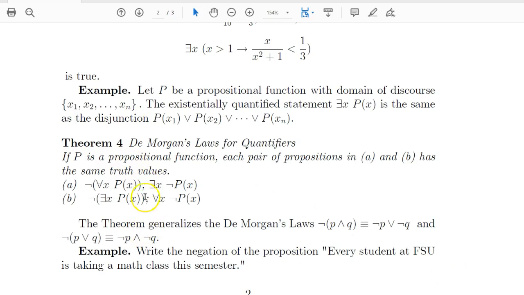This theorem generalizes the De Morgan laws. The negation of a conjunction P and Q is equivalent to not P or not Q, and the negation of a disjunction P or Q is equivalent to not P and not Q.